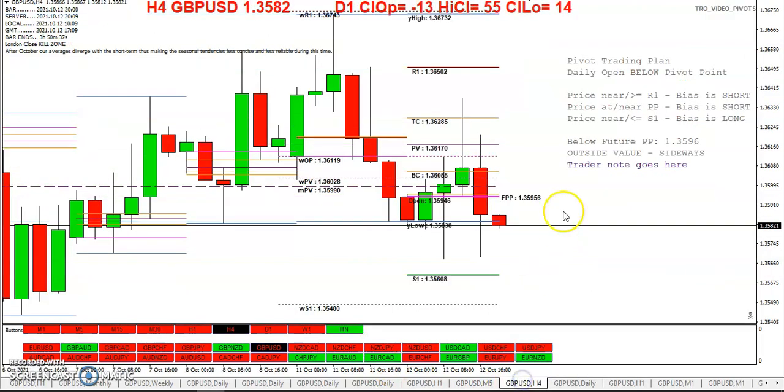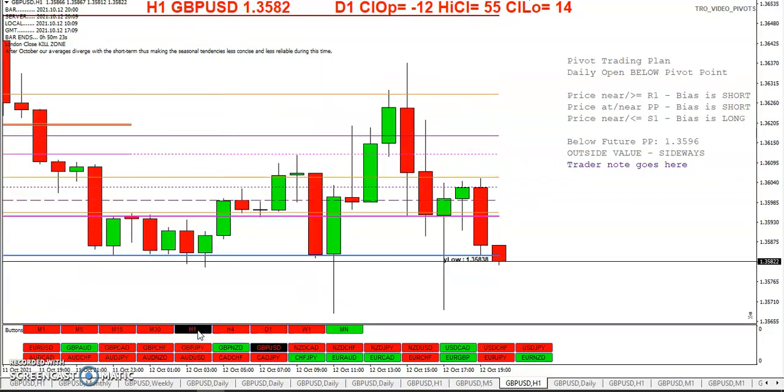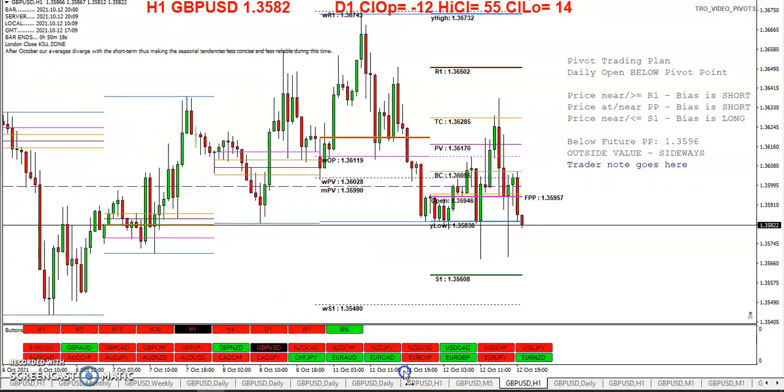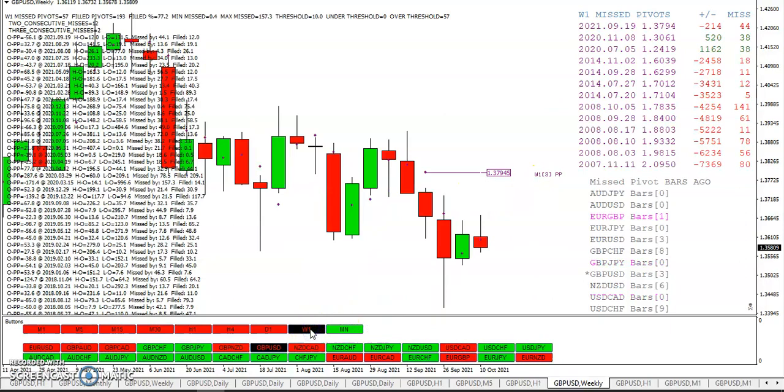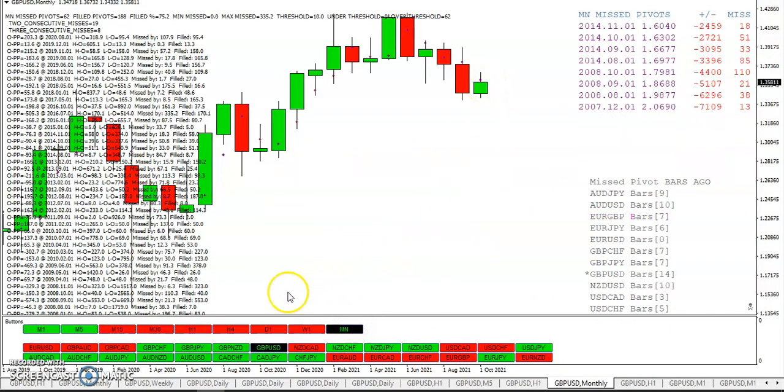Just statistics. Okay, pivot trading plan, price at or near the pivot point, bias is short. That was a good call today because it crossed it twice but couldn't close above it on the H4. Let's see on H1. Let's see, we had one close above it on H1. So we hit the pivot daily, we hit the pivot weekly, and we hit the pivot monthly.